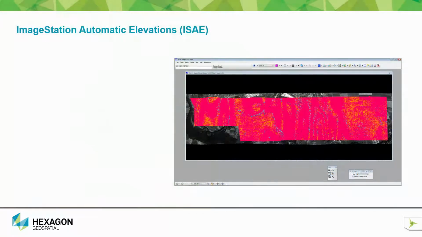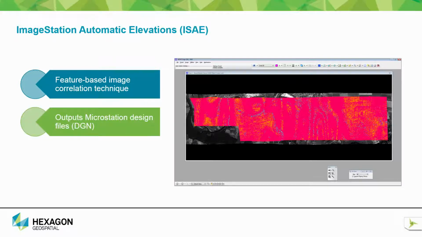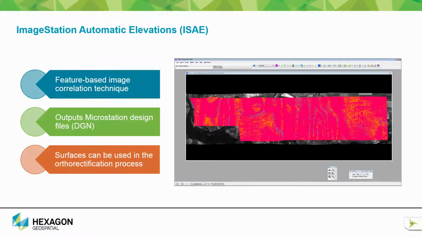In this module, you will generate surfaces by using ISAE's feature-based image correlation technique. ISAE records measurements on the ground at a fixed grid interval of every 30 pixels. ISAE also writes these points out to MicroStation Design or DGN files, which can be stereo-edited with ISSD. You can also generate new surfaces using these files with ImageStation DTM collection. These surfaces can be used for the orthorectification process by using ImageStation OrthoPro.